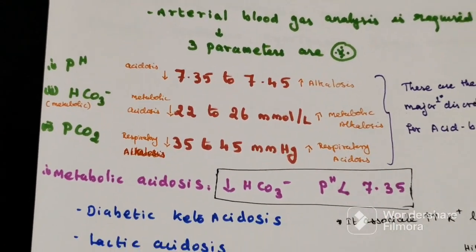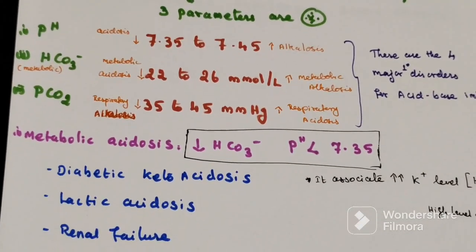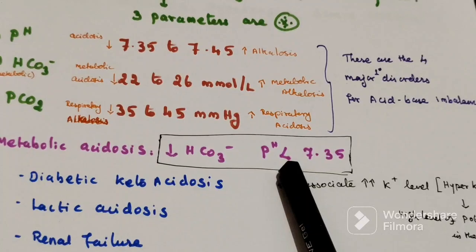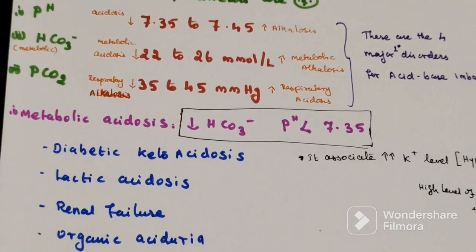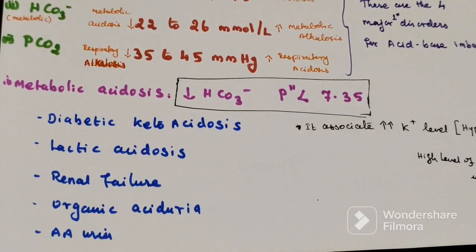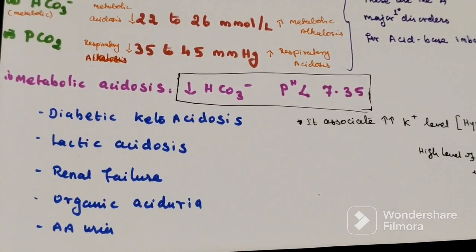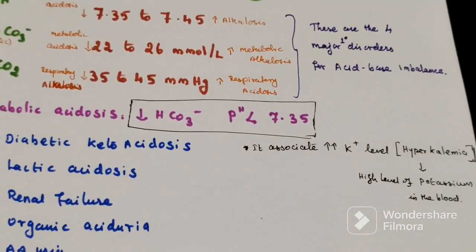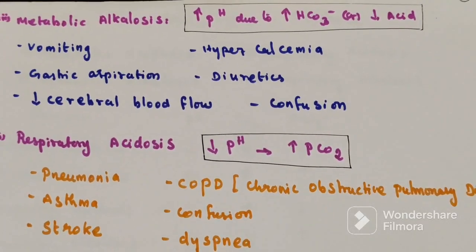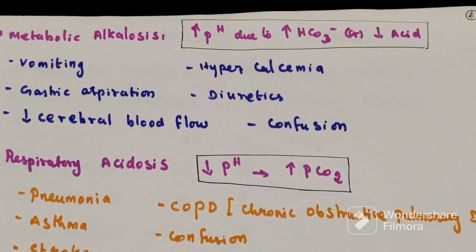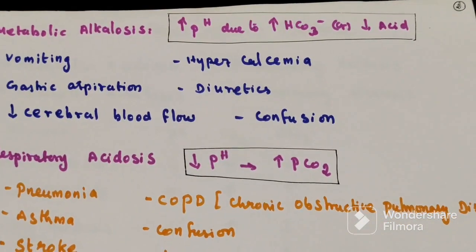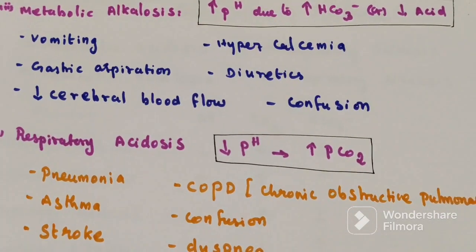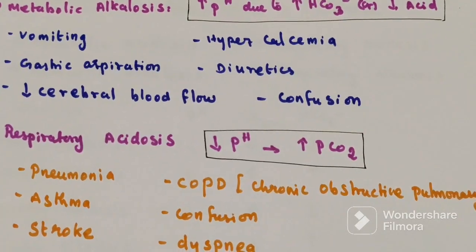Now metabolic acidosis, what diseases does it cause? Here the bicarbonate level decreases, pH level is less than 7.35. So it causes diabetic ketoacidosis, lactic acidosis, renal failure, organic aciduria, amino aciduria. Metabolic alkalosis: here pH increases due to an increasing amount of bicarbonate or decreasing acid level. It causes vomiting, gastric aspiration, decreased cerebral blood flow, hypercalcemia and confusion.